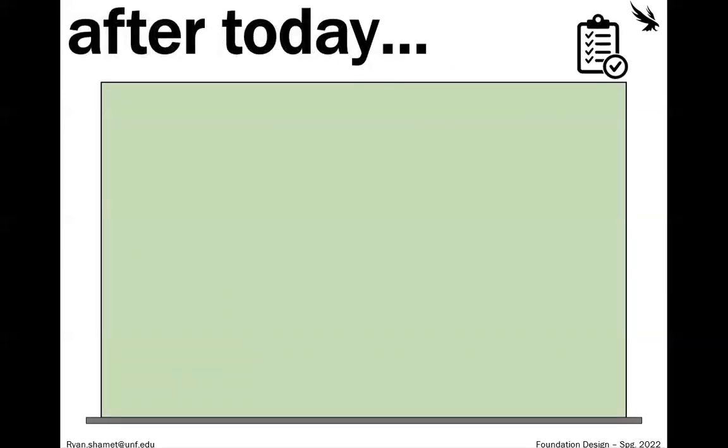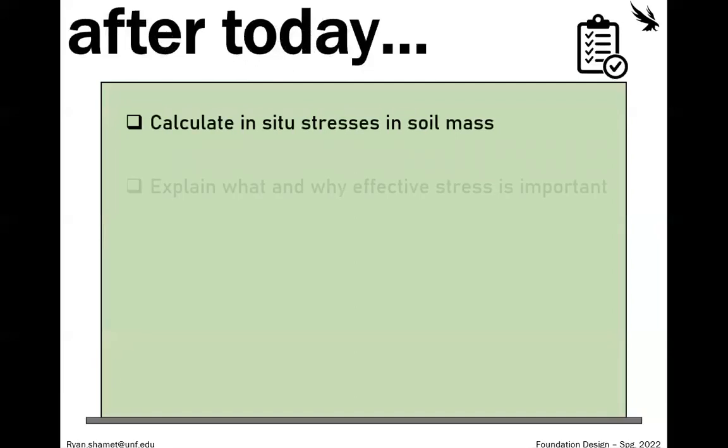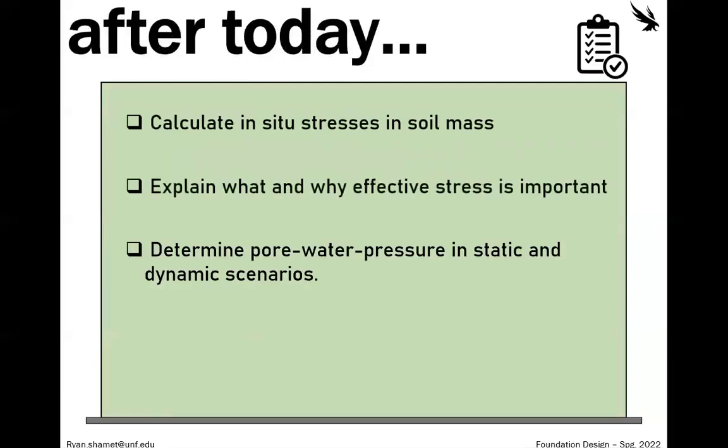But anyways, so after today, just a little checklist of everything. We're mainly going to be focusing on stresses and reviewing that. By the end of the day, you should be able to calculate the in situ stresses in the soil mass, and that's from the unit weight. You should also be able to explain the differences between the effective stress and why that's important. So if you don't remember that from geotech, don't worry, we're going to review that. And also determine the pore water pressure in different static and dynamic scenarios.